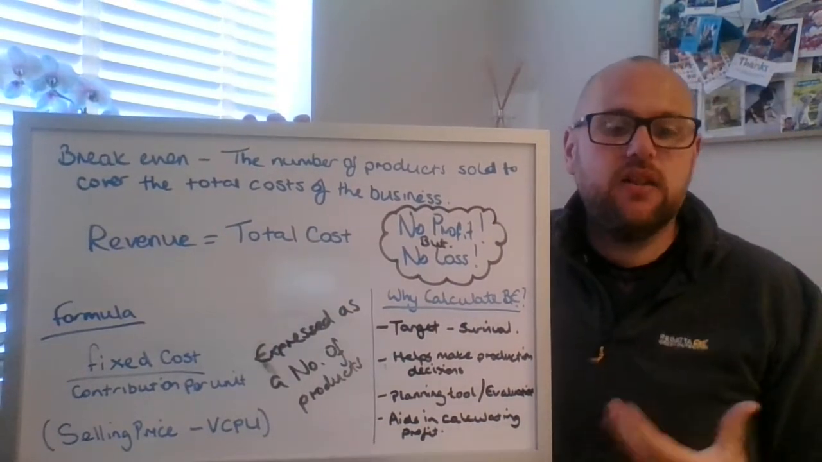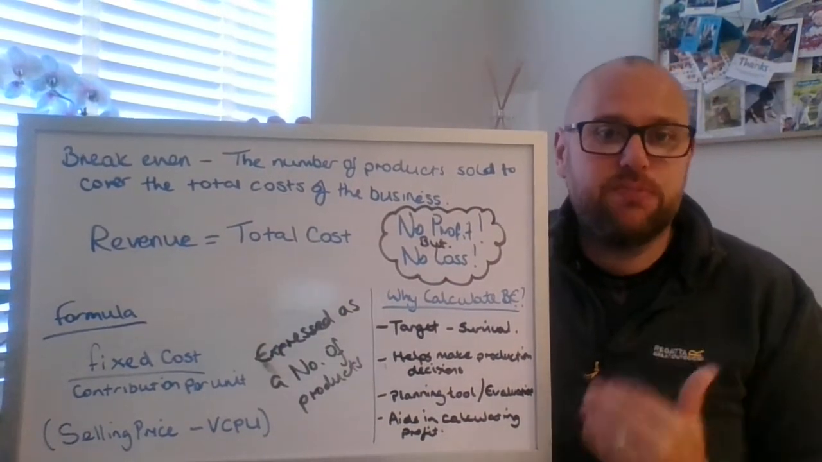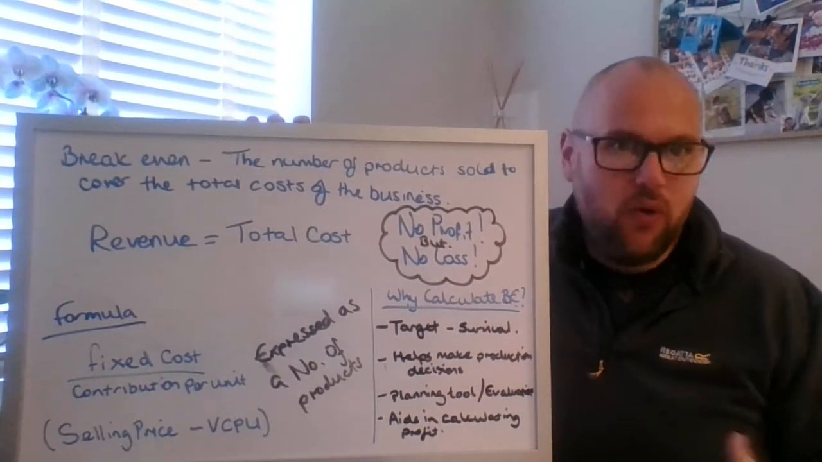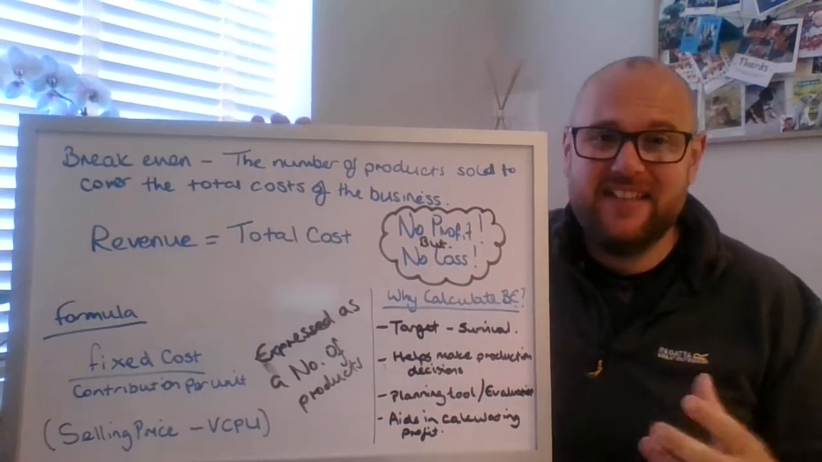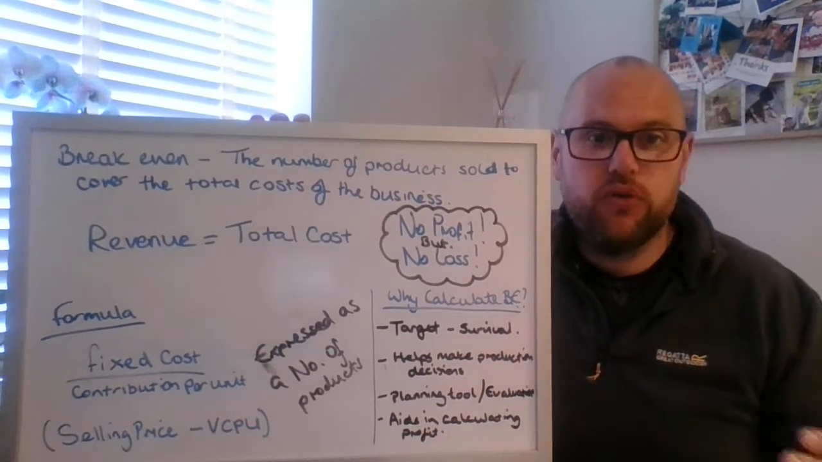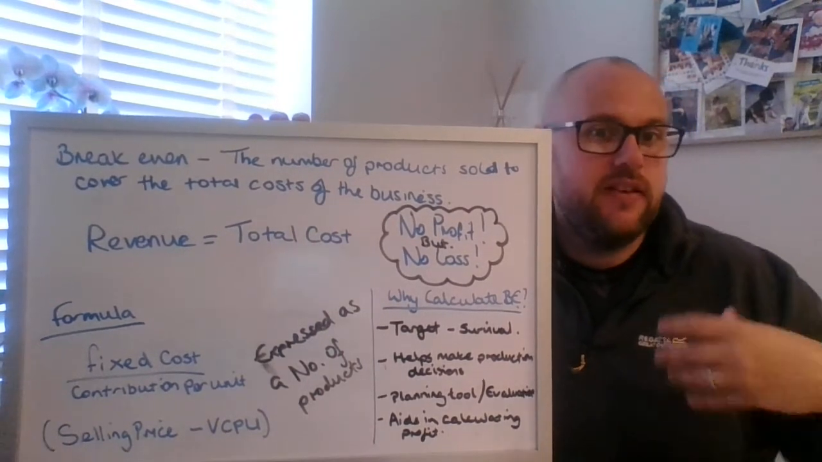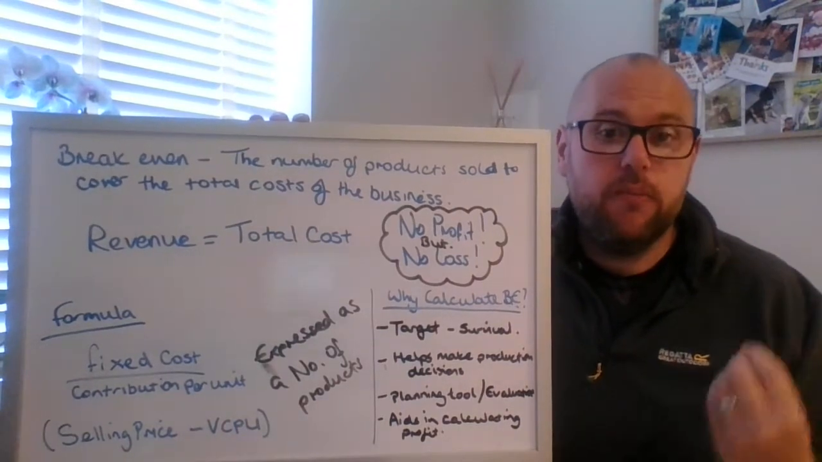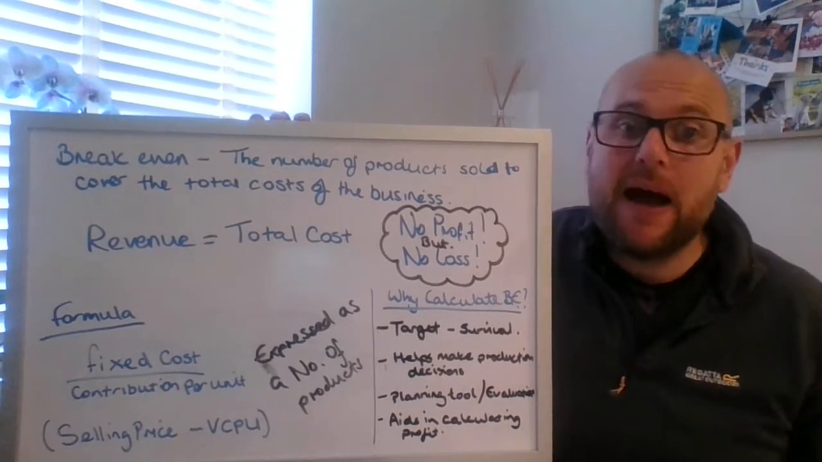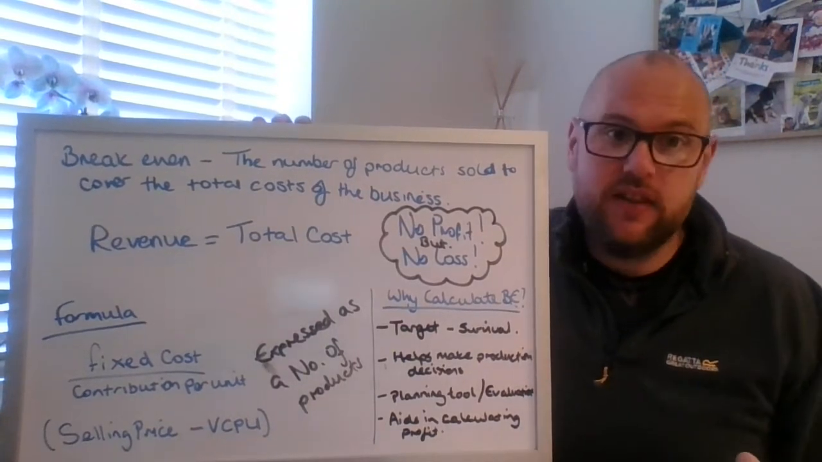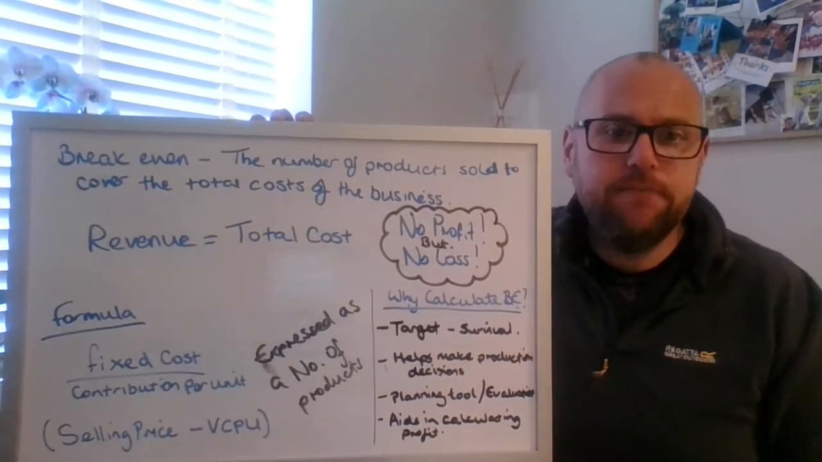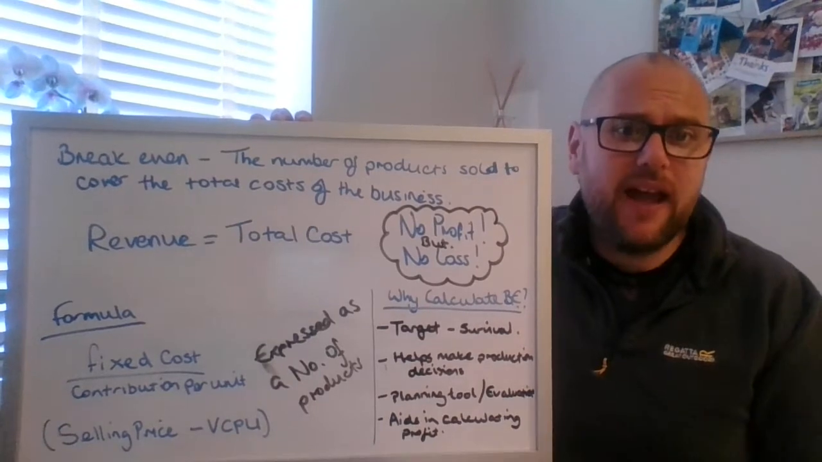Now, the big mistake lots of people make with break even is how they express the answer. They express the answer as money, or they express it as a percentage. That isn't the case. It's in the definition. It's the number of products. It's a number of products it takes me to cover my costs. So therefore it's expressed as a number of products, and that's a really, really important thing to make sure you get right. If you put pounds in your exam, in the answer, you wouldn't get the right answer. You would get zero.